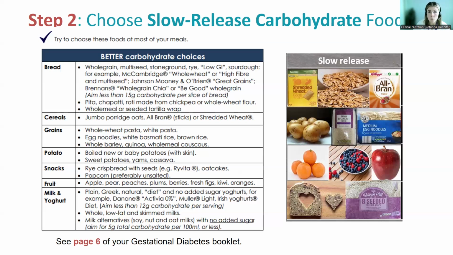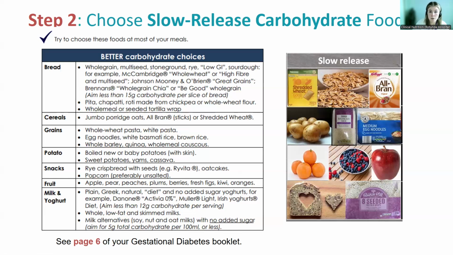You might be wondering, I take oat milk or soy milk or nut milks, for example. What about those? If you're taking milk alternatives, we would encourage you to choose one that has no added sugar. And then check the back of the packet to ensure that it has less than 5 grams of total carbohydrate per 100 ml or less, that would mean it's suitable for use with gestational diabetes.